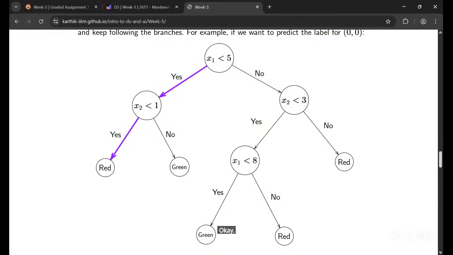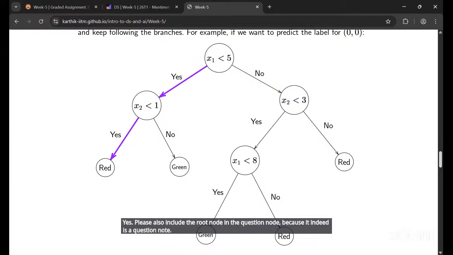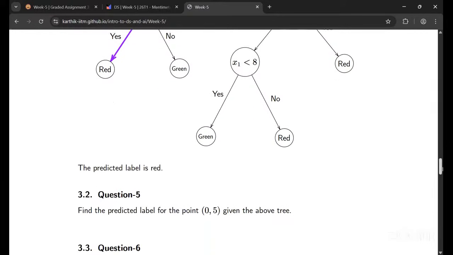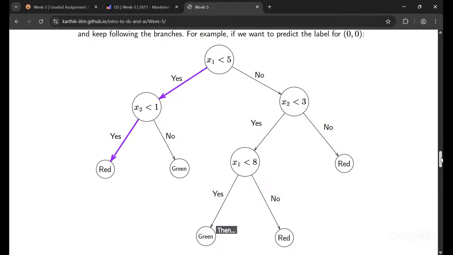Okay, how many question nodes do we have here? 4. Yes. 3. Please also include the root node in the question node because it indeed is a question node. Then 4. Yes.